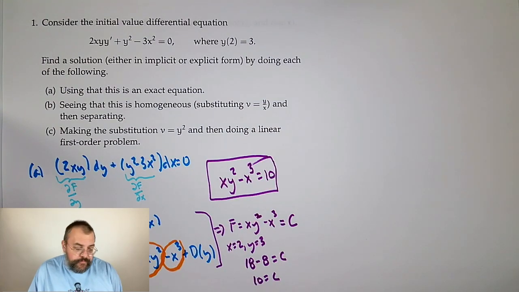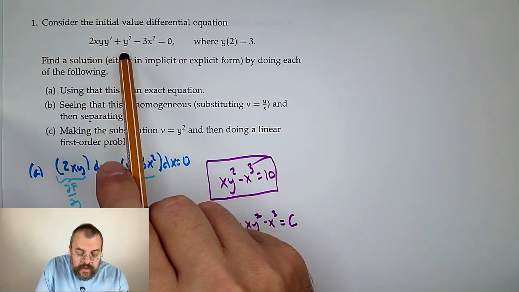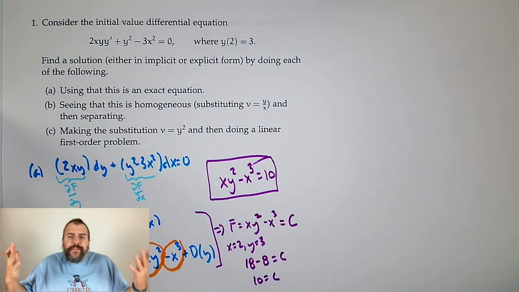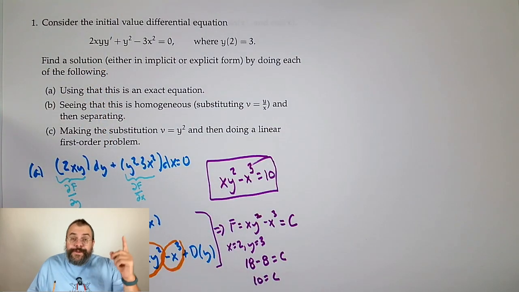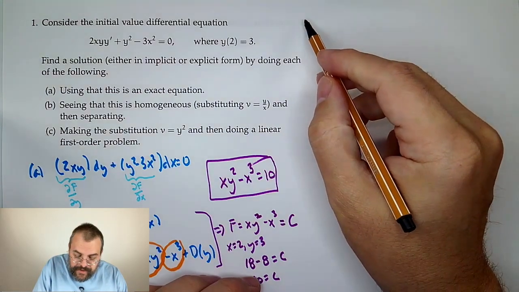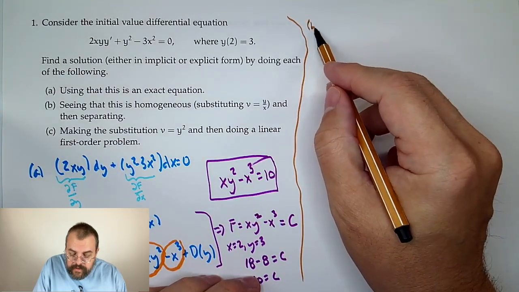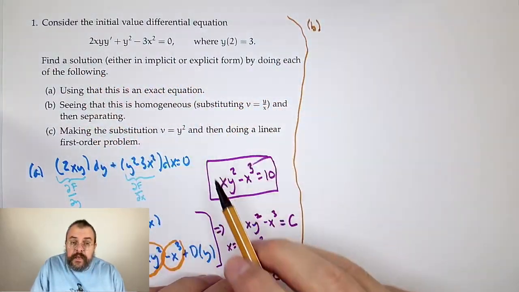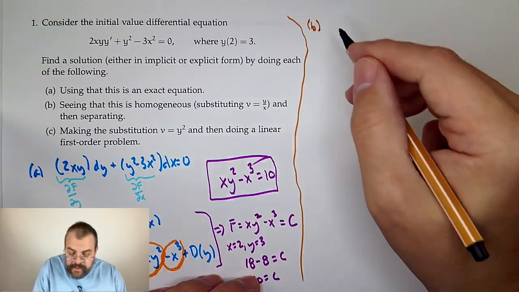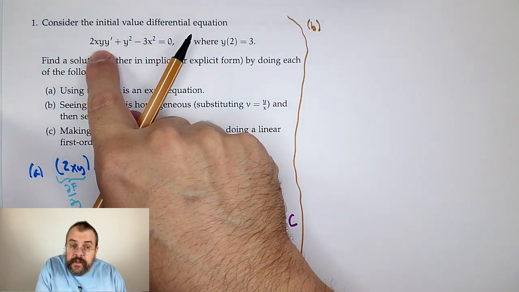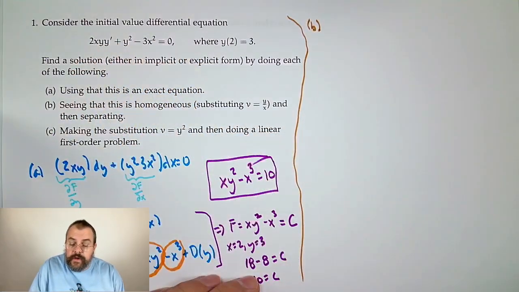Now, part B says, hey, maybe you didn't see it was exact, but you looked and said, look at my pieces. I have a square, and x times y, which basically means it's like a square, right? Degree 2. Homogeneous. Okay, so what happens? Well, we're going to divide everything by x squared. And why x squared? X is our independent variable, and squared because all these terms are square terms.